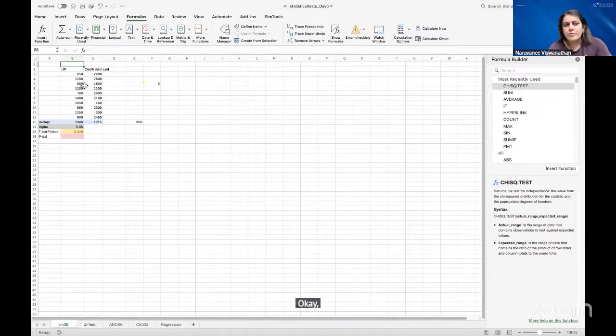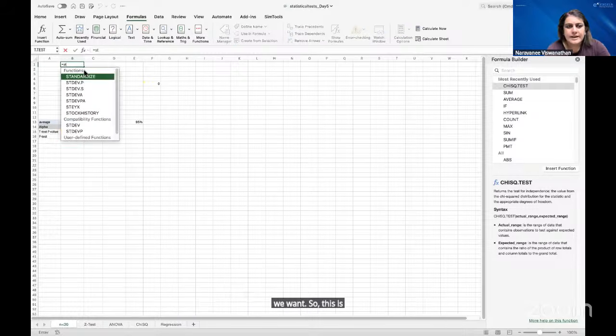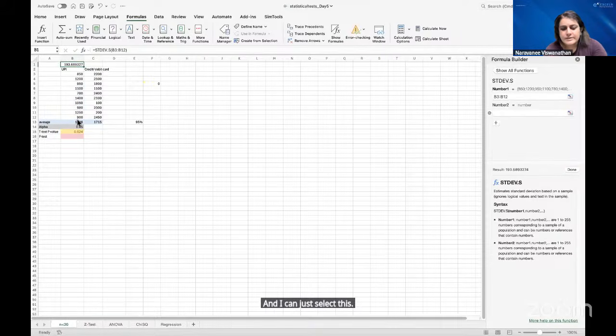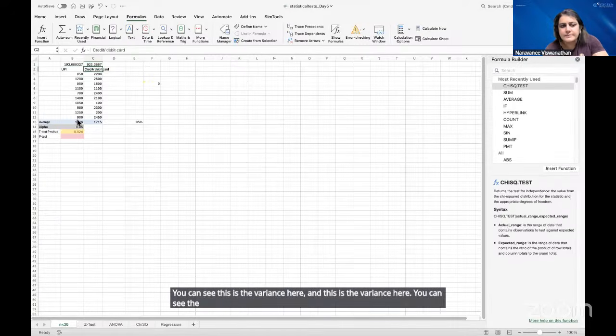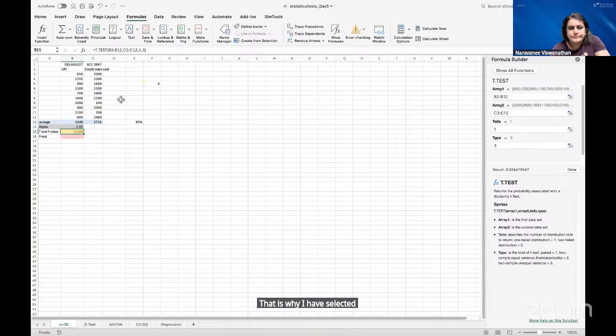Okay, so how do I know this is the average? We can also do the variance if you want. I can just select this. You can see this is the variance here and this is the variance here. You can see the variances are different. That is why I have selected this, right?